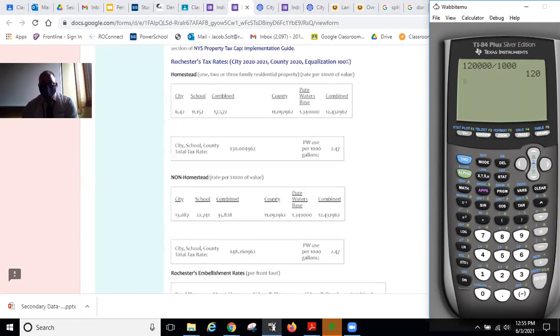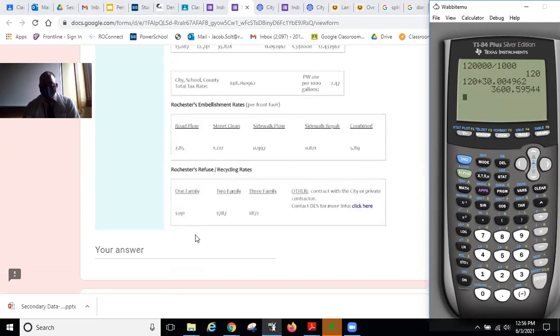She's going to get charged, remember, that total tax rate, 30.004962. So I take that 120 times that tax rate, 30.004962. Actually, that's pretty close to the tax rate in the city. It's $3,660. Well, hold on, we're not quite done. It's our first calculation. Now we've got to add up.